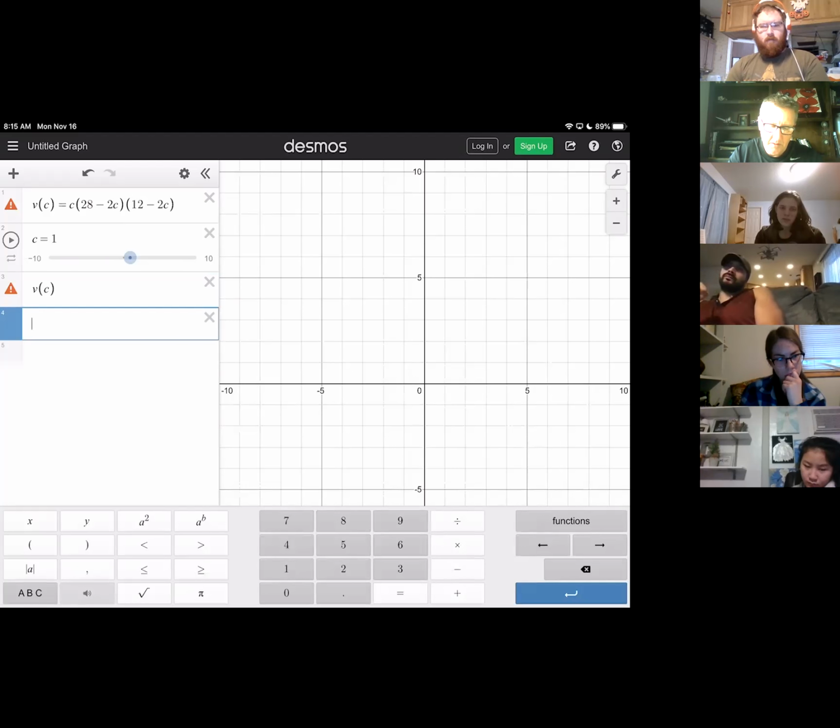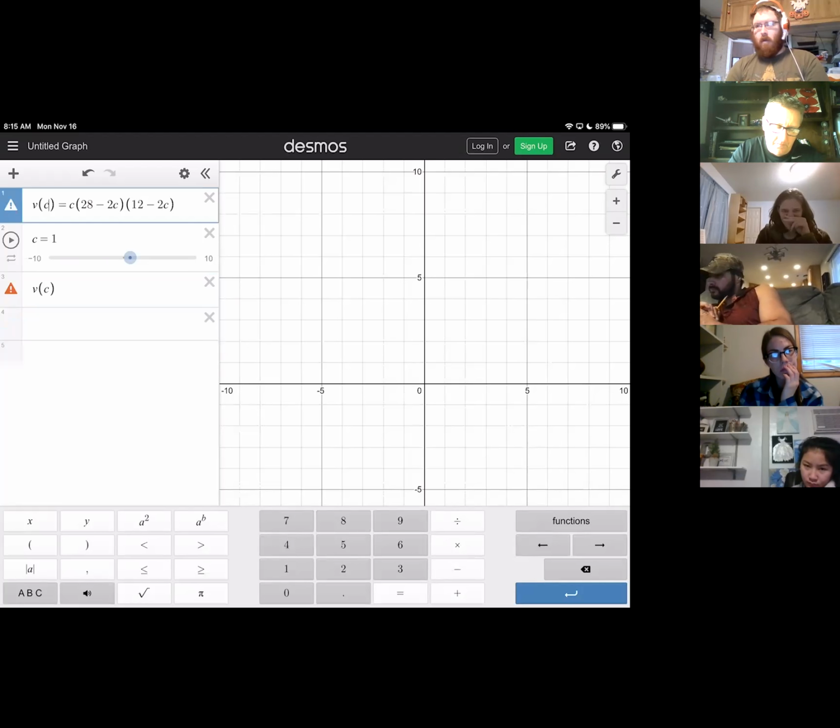If I say C is 1, it becomes V of 1. Why can't I do that? I'm lost. Yeah, I don't know. That's a good question. Maybe to have a whole function with the graph, you have to have C be continuous. Yeah, it can't be a constant, in other words, because then that would just be a point.